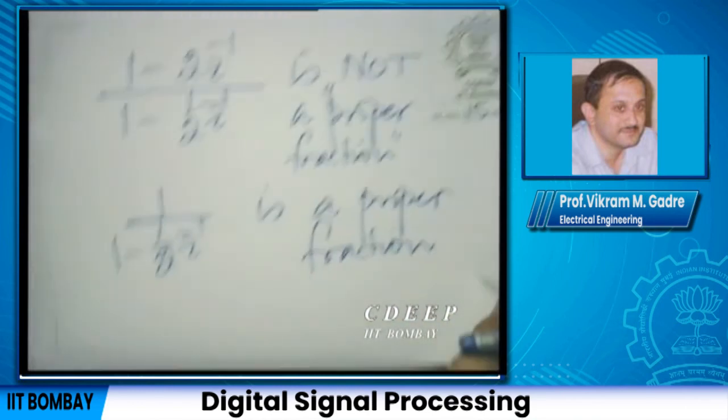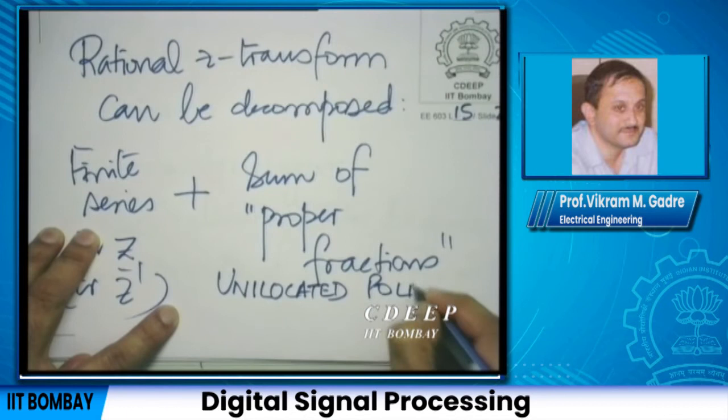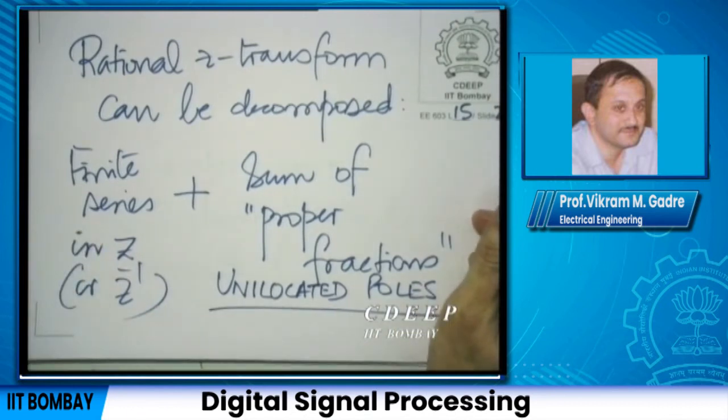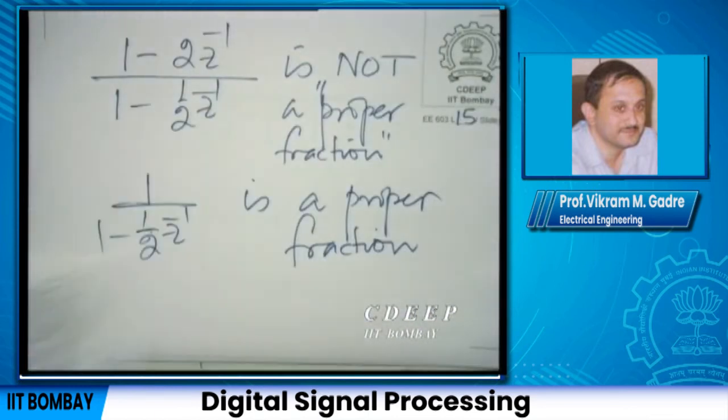Let us go back to that slide where we said sum of proper fractions. We do not want a sum of proper fractions, just not any proper fraction here. We want proper fractions with poles all at one place, sum of proper fractions with unilocated poles. Now, unilocated poles does not mean there is just one pole, there could be multiple poles, but all at the same place. So, let us take examples of both.